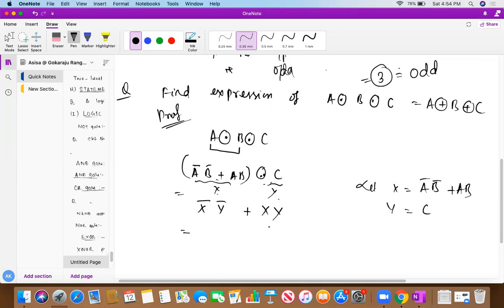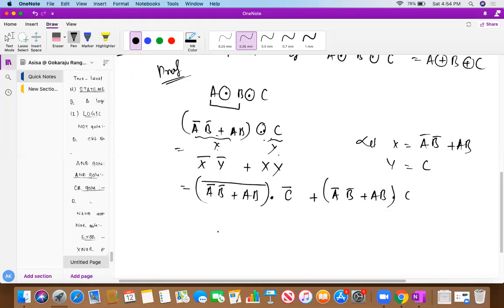Y I have taken as C. So what will I get? I'll just put over there, nothing else, A bar B bar or AB whole bar. And Y bar is C bar, or XY. X is what? A bar B bar or AB, and C. So this much only I'll get, students.